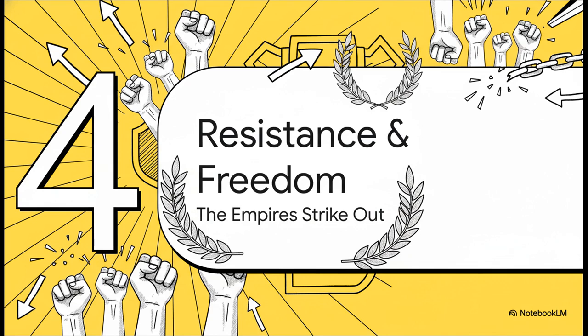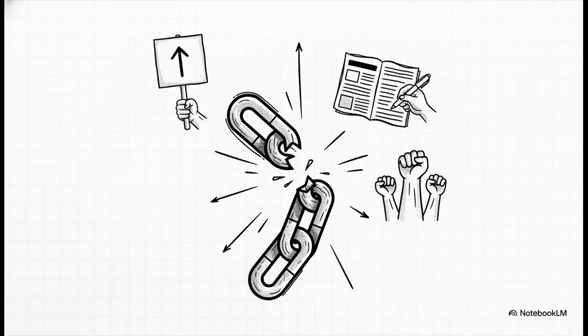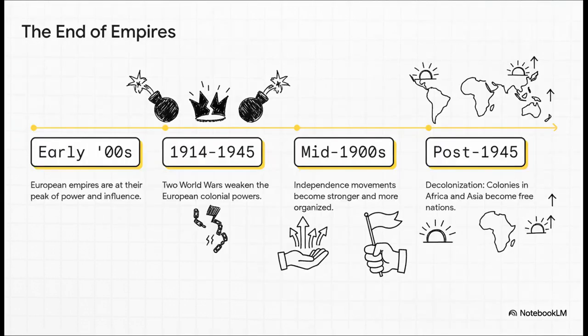But here's the thing, people never just accept being treated unfairly. This story is also one of incredible bravery. So now, let's talk about how people fought back and, in the end, won their freedom. Right from the beginning of colonialism, there was resistance. All over the world, people organized to fight for their freedom. They started newspapers to spread their ideas. They organized massive protests. And in many places, they even took up arms and fought wars of liberation to get their countries back. And this timeline shows us the turning point.